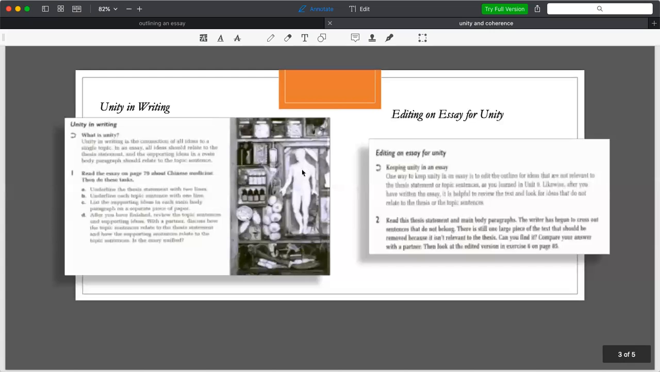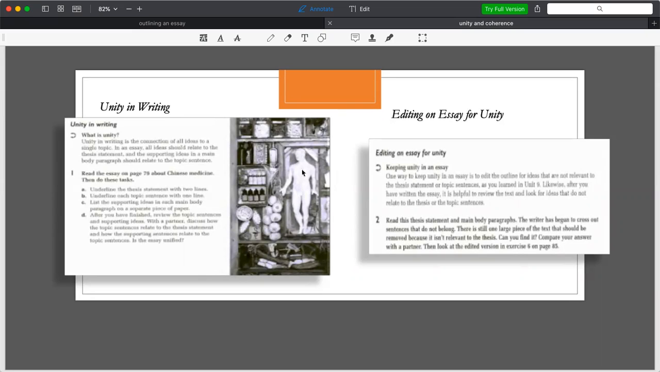So, what is unity in writing? Unity in writing is the connection of all ideas to a single topic in an essay. So all ideas should be united into one main idea. In an essay, all ideas should relate to the thesis statement, and the supporting ideas in a main body paragraph should relate to the topic sentence.